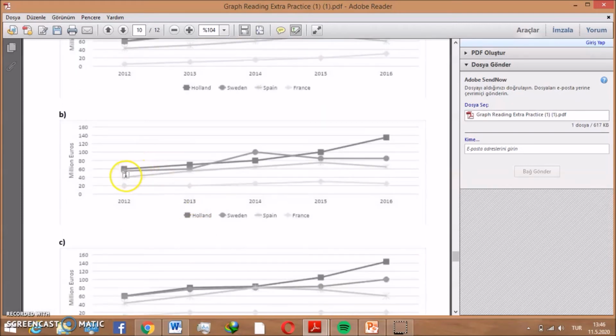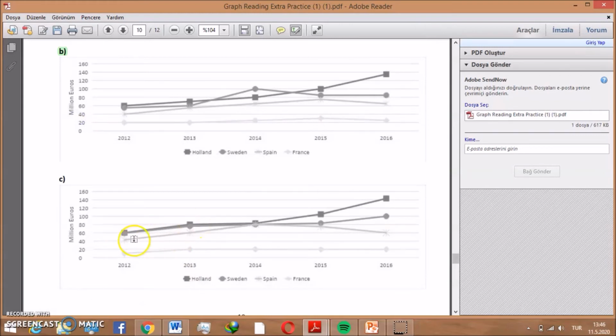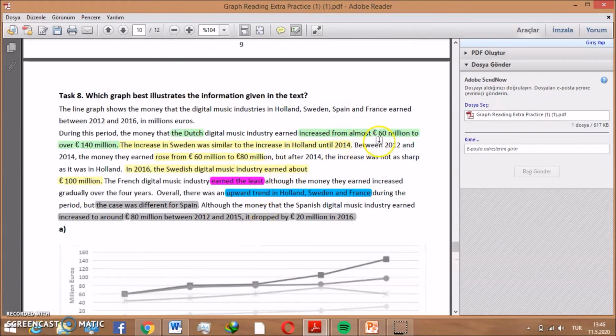Let's check others too. Holland and Sweden, 60, this, but here they are not similar. So this is below, for example. So B cannot be our answer. Let's check this too. Yes, they seem to be similar. Yes, A and C, let's say. And between this and this, the money they earned rose from this to this. We are talking about Sweden, by the way. But after 2014, the increase was not as sharp as it was in Holland. In 2016, the Swedish digital music industry earned about this.